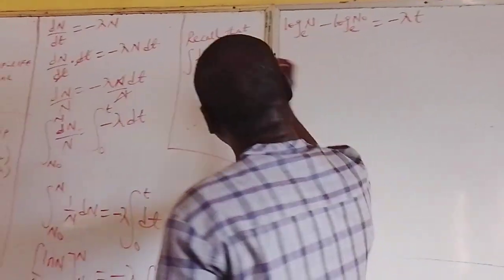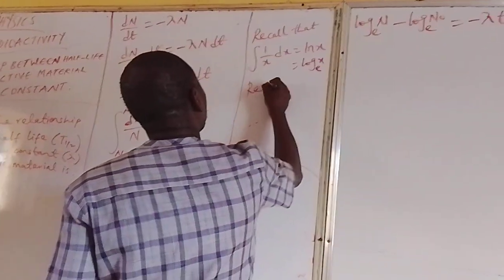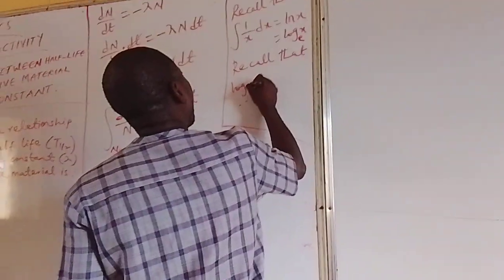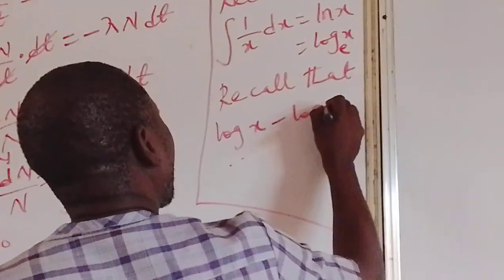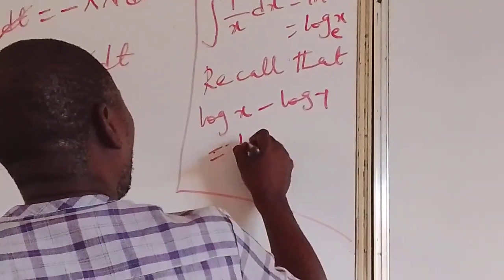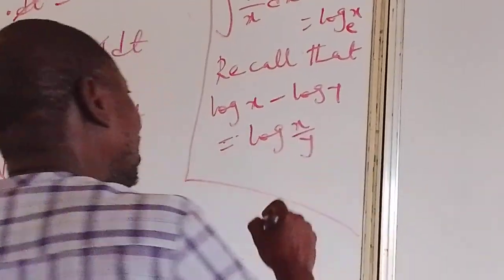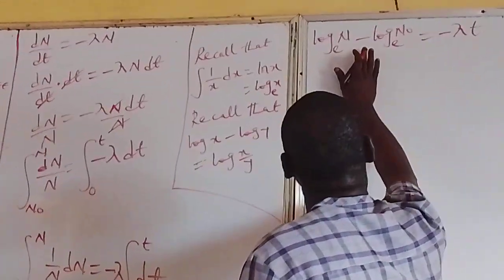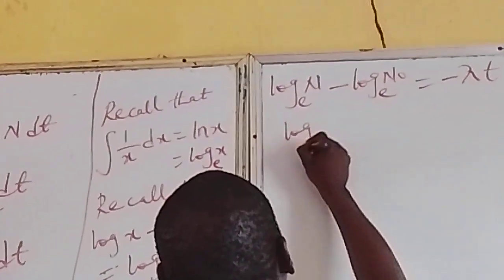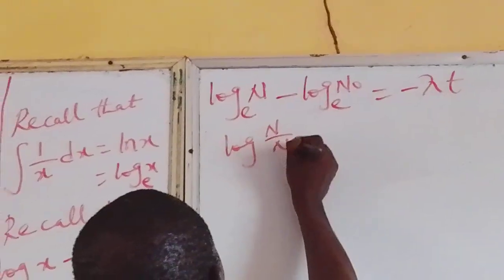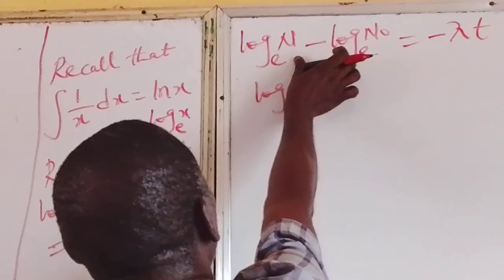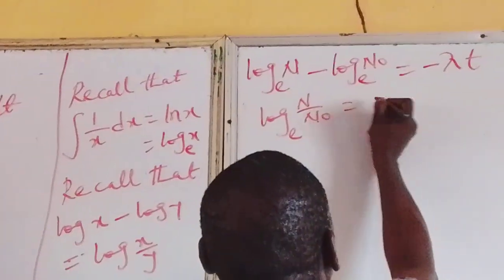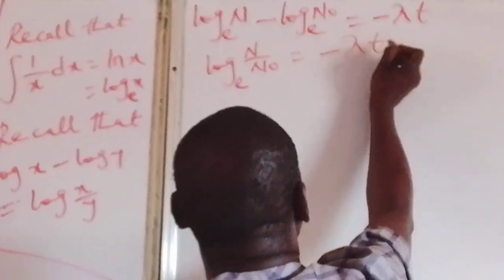So from the rules of logarithm again, recall that log x minus log y is equal to log x over y. That is the second law of logarithm. So similarly, I can write this as log n over n naught, base e. That is the way I can write this using this rule of logarithm. So log of n over n naught is equal to minus lambda t.